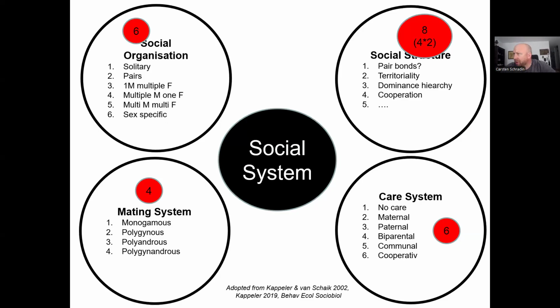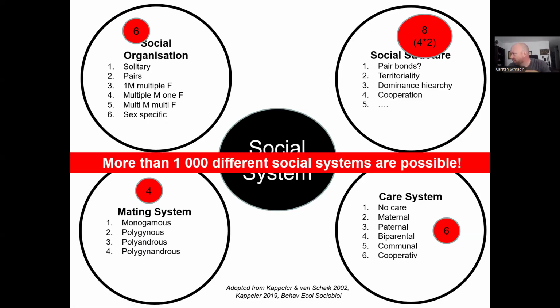And the number of different kinds of combinations of all these subcategories of the 4 components of social systems shows us that way more than 1,000 different forms of social systems are possible. So to understand this diversity in comparative studies is very difficult, and because of this we focus here on only one component, which is the social organization. It means the composition of social units: how many males and how many females are there per social unit.